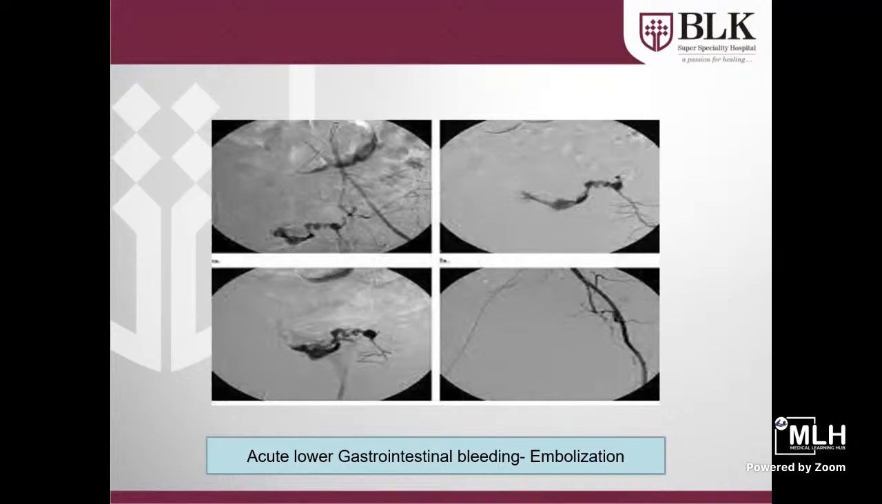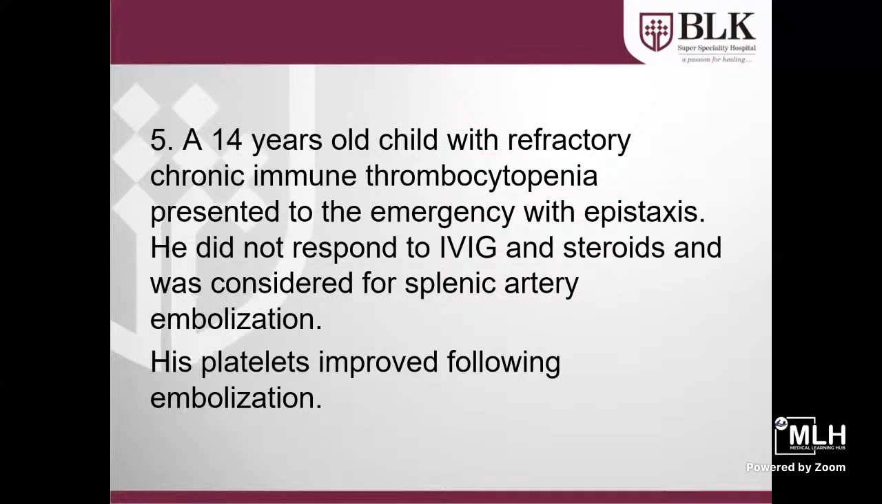So embolization again is a process where we need the help of interventional radiologists. Now coming to another patient, a 14-year-old child with refractory chronic ITP. ITP means immune thrombocytopenia, his platelets were getting destroyed within his body. So he was refractory to all the medical management, steroids and whatever drugs we give for treatment of ITP. Then he presented to emergency with bleeding from the nose, that is epistaxis. He had not responded to IVIG or steroids.